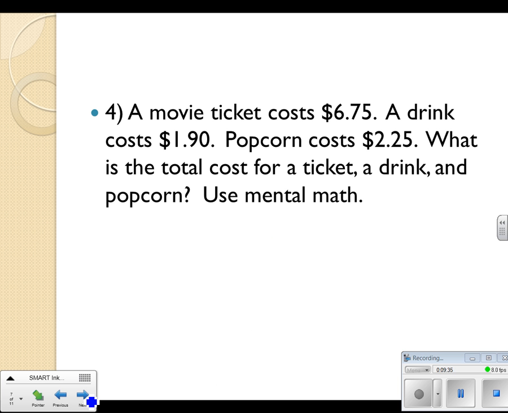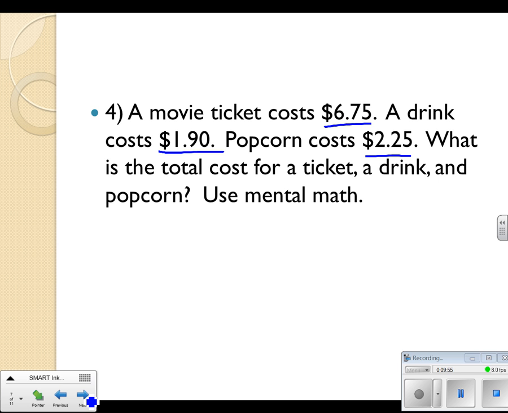A movie ticket costs $6.75. A drink costs $1.90. Popcorn costs $2.25. What is the total cost for a ticket, a drink, and popcorn? And we're going to use mental math. Well, I see the values here that I want to total up.